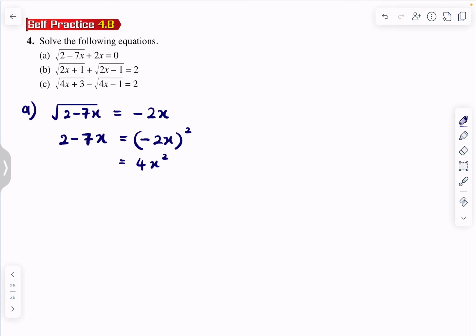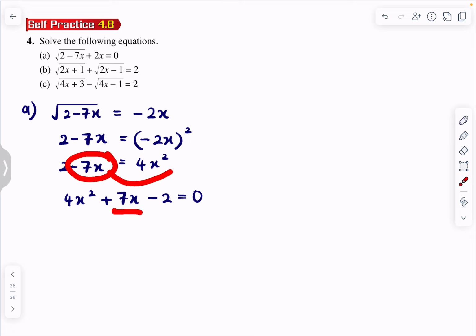So now what we can do is bring all of this to one side. So let's move all of this here. 4x squared plus 7x minus 2 equals 0. Okay, so negative 7x becomes positive, positive 2 becomes negative, then one side will be 0. Why we have to bring all this to one side is because we have to solve this using factorization.